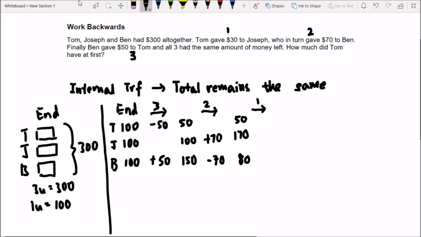In step 1, Tom gives $30 to Joseph. Reversing this, Tom takes back $30 and Joseph returns $30. So at the beginning, Tom has $80.